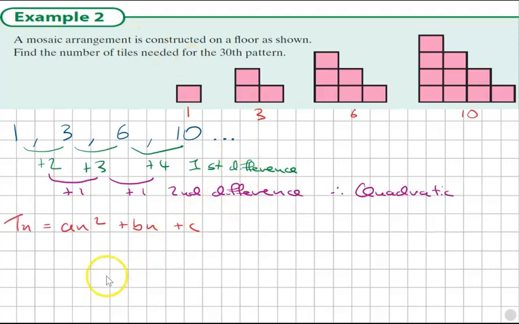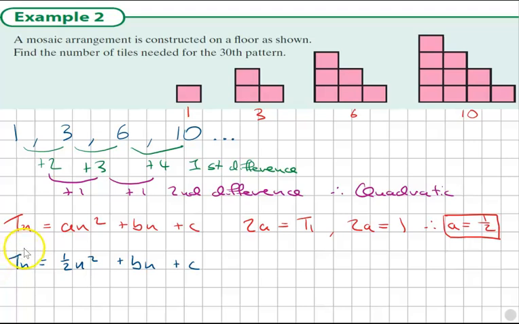So the formula for a quadratic sequence is Tn equals an squared plus bn plus c. So 2a is equal to term 1. So 2a is equal to 1 because term 1 has 1 tile. And solving for a, dividing both sides by 2, we get a equal to a half. So we're going to have a half n squared at the start of our formula. So Tn is equal to a half n squared plus bn plus c.